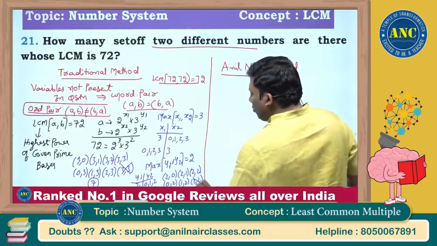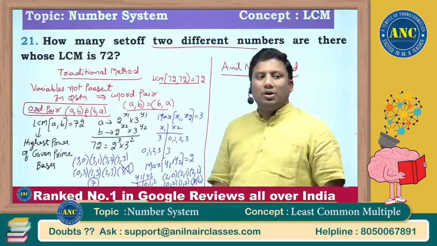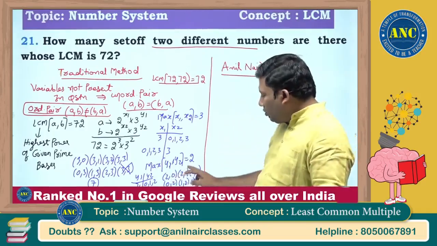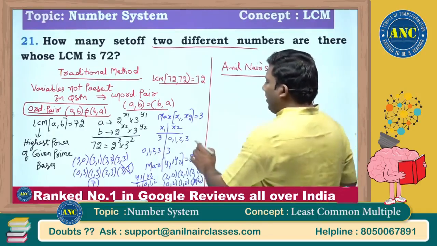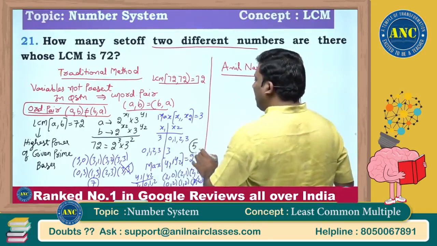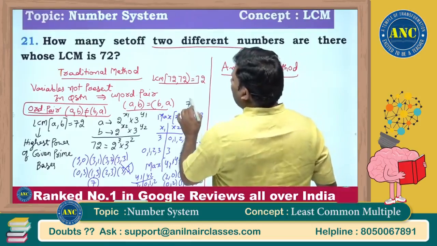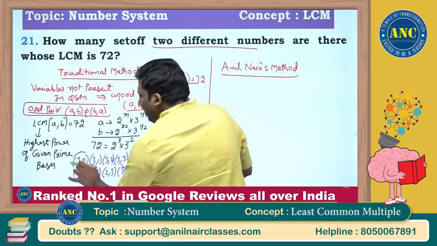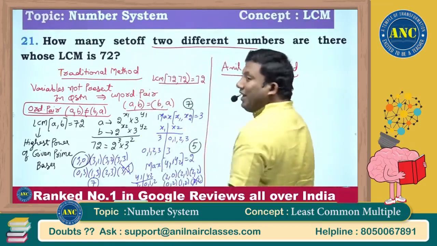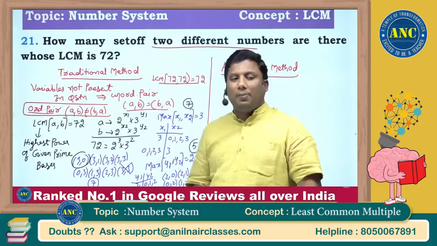2, 2 I wrote twice. So we count 1, 2, 3, 4, 5. Total how many cases did I get here? For the maximum of y1, y2, 5 cases. For the maximum of x1, x2, how many cases did I get? 7 cases. With every case of x1 and x2, 5 cases of y1 and y2 are possible.